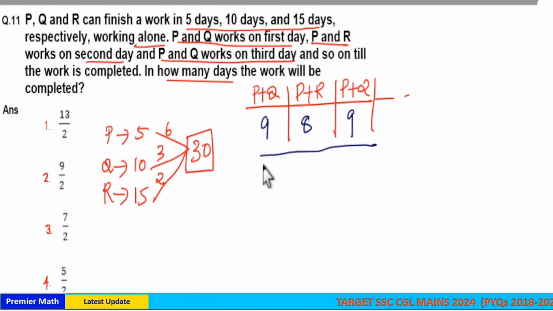Here total work is 30 unit. So in 3 days work completed is equal to 18 plus 8, 26 unit. So remaining work is 4 unit. Total work is 30 unit.